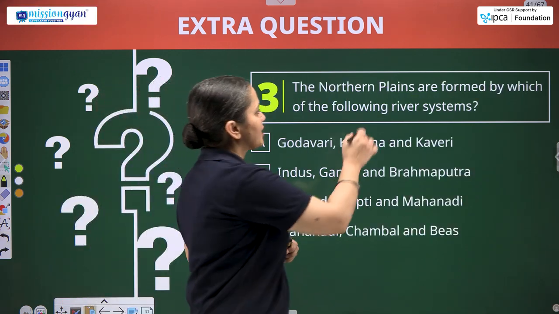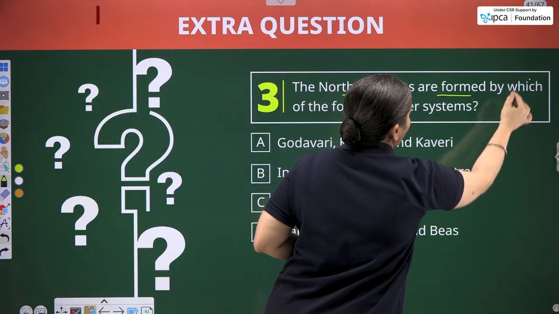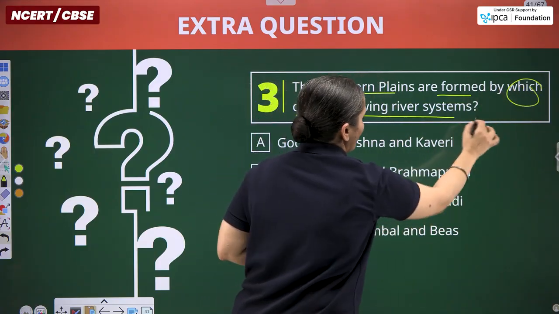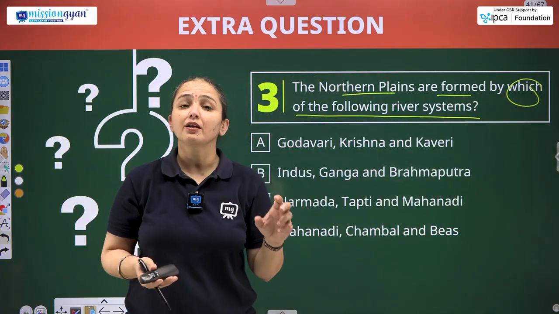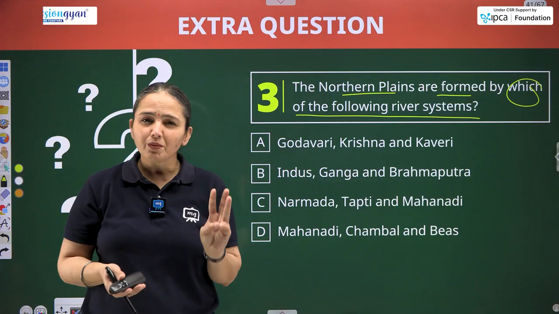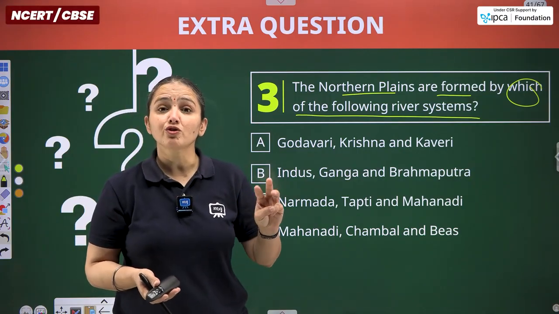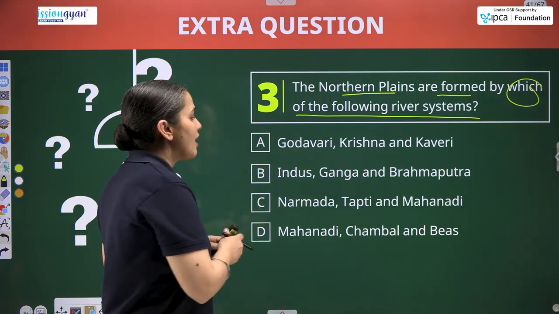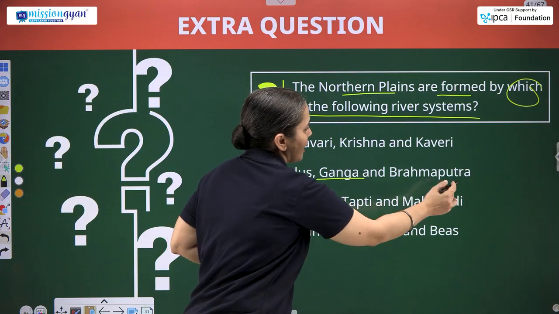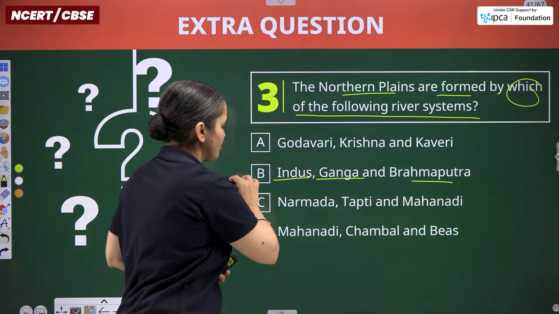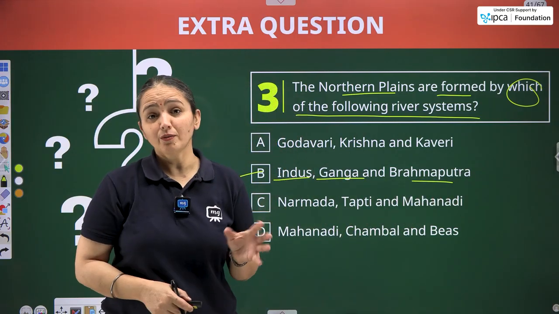Next question: the northern plains are formed by which of the following river systems? So the entire northern plains are formed with the help of 3 major rivers of India, that is, 2 major rivers of northern India. So they are Indus, Ganga and Brahmaputra, northeast and eastern rivers. That is all about this question.